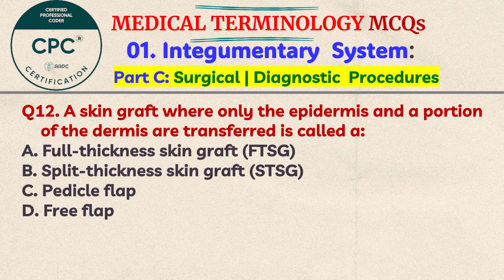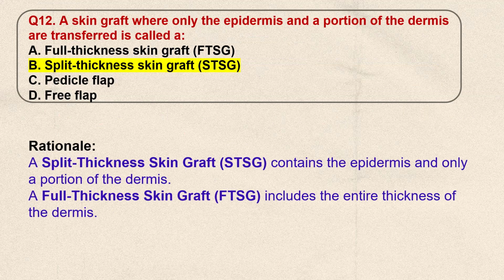Question number 12. A skin graft where only the epidermis and a portion of the dermis are transferred is called A. Full thickness skin graft, B. Split thickness skin graft, C. Pedicle flap, D. Free flap. Think the answer. The correct answer is B. Split thickness skin graft. A split thickness skin graft contains the epidermis and only a portion of the dermis. A full thickness skin graft includes the entire thickness of the dermis.